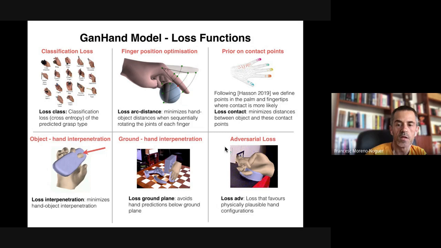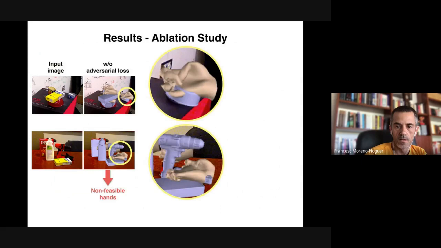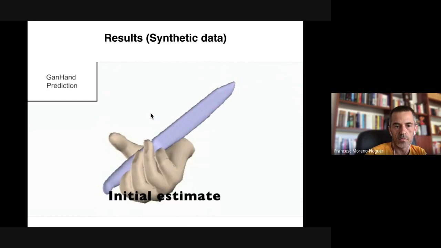And finally, very important, an adversarial loss that tells you if the hand is realistic or not. If we didn't use this kind of loss, we could end up with non-anthropomorphic hands like this. All right, I'll skip this one and go directly to the results.